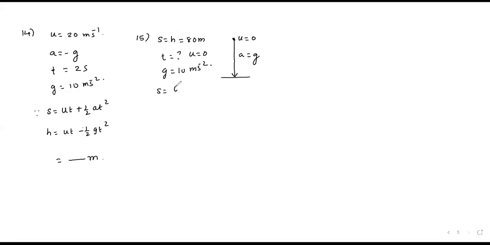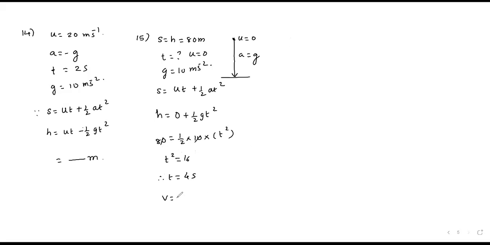S is equal to ut plus half at square. S meaning H is equal to 0 plus half gt square. The value of half g, how much? 5. T, how much? That is time, not known. That is equal to 80 into T square. So T square is equal to 16. T is equal to 4 seconds. Time will be how much? 4 seconds. Check the velocity.